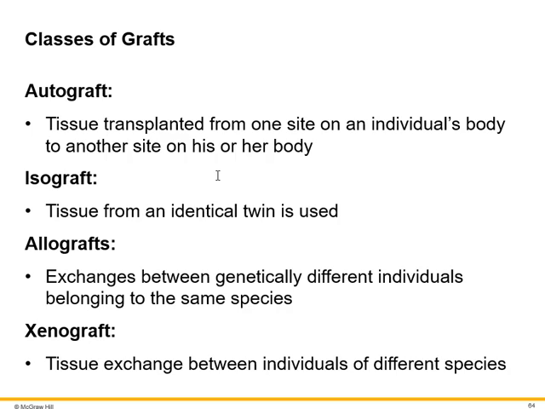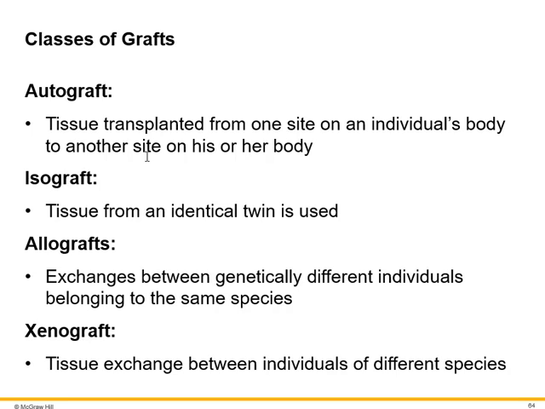Different types of grafts are autografts, where you have a tissue that's transplanted from one site on an individual to another site, like the great saphenous vein is used in bypass surgery, and so they'll put that on the heart so that you can bypass particular parts of the heart where the tissue is dead.